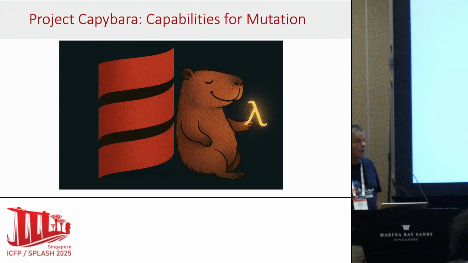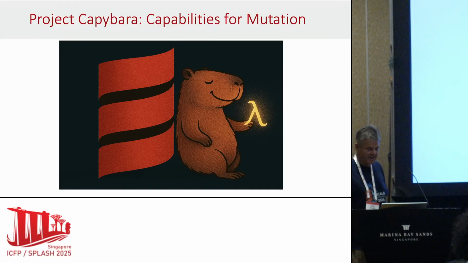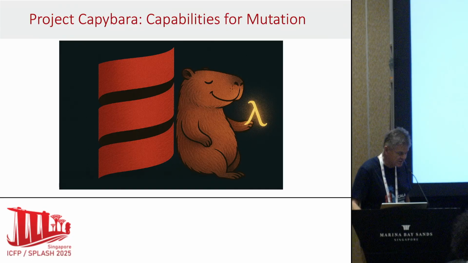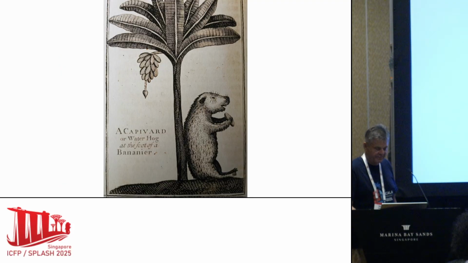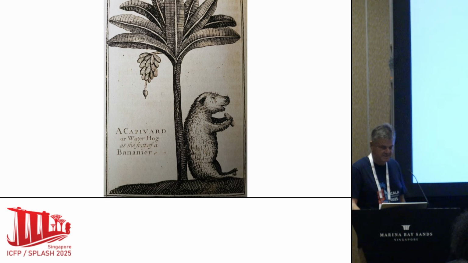And that's another project, a sub-project that we started. It's called Project Capybara, Capabilities for Mutation. Capybara because they're nice animals, and also if you pronounce it the right way, it sounds like borrowing. So anyway, that's the new project. This image was ChatGPT generated after some input, from the oldest Western depiction of a capybara, which is here. So the banana becomes the lambda, and the palm tree becomes the Scala thing.